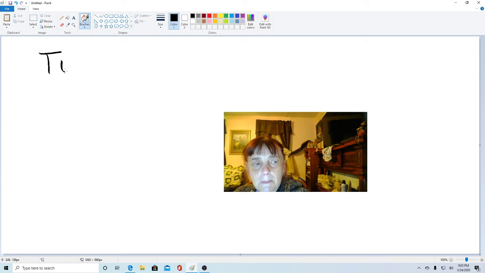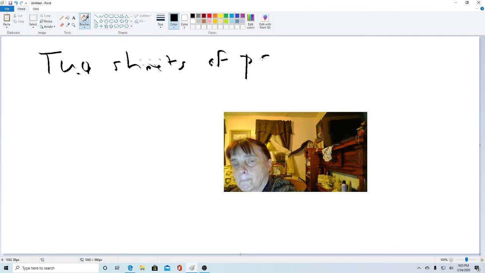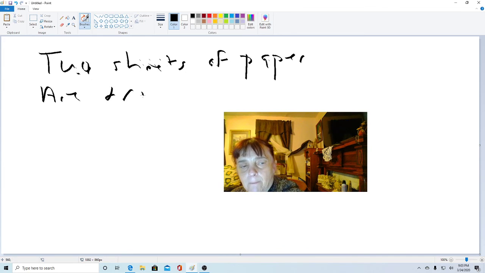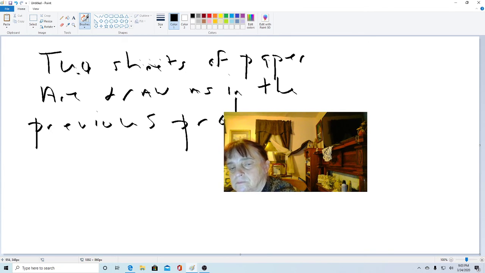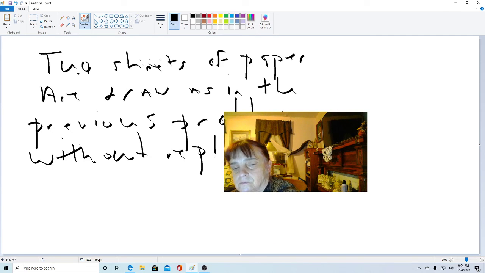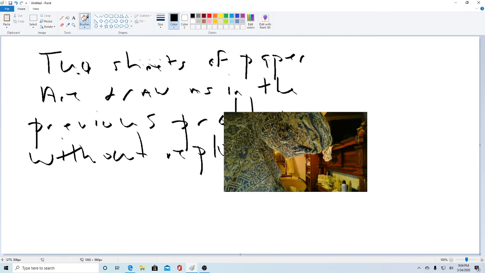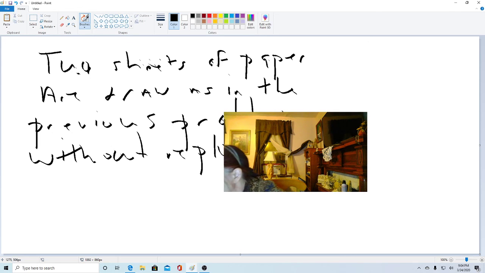Okay, now 2 sheets of paper are drawn, as in the previous problem. Okay, without replacement.